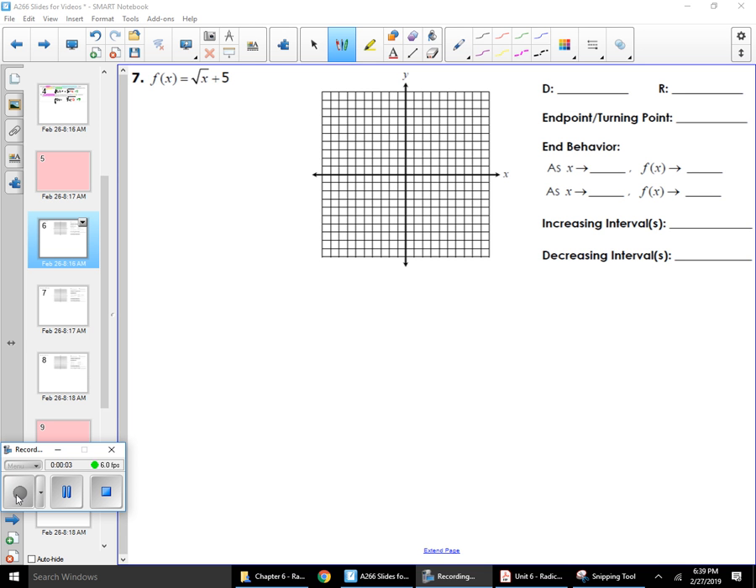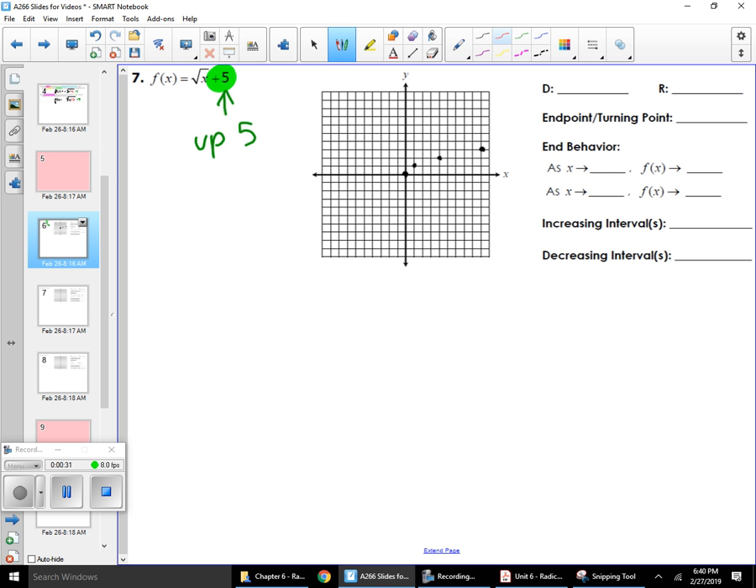Right, starting light and breezy with a few square root graphs. Number 7 only has one transformation. Our parent graph is the square root, and we are moving it up 5 units. So if it helps you, you can actually graph that parent graph. The parent square root function has points at (0, 0), (1, 1), (4, 2), and (9, 3).